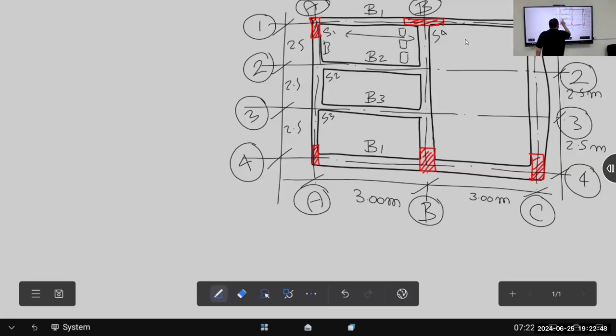B3, B4, and B5, and B6. How will my loads transfer to B1, B2, B4, B6? How?